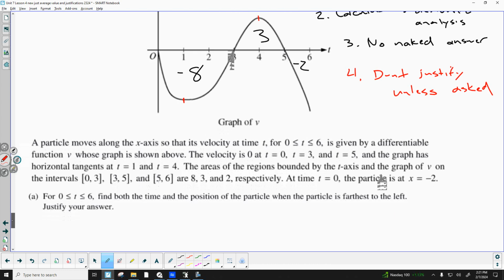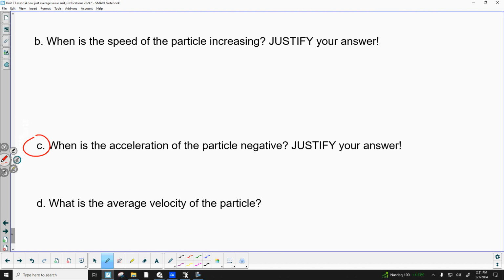Ready? The answer is 0 to 1 and 4 to 6. The intervals are worth 1 point. The following justification will be worth 1 point. Every free response question is worth a total of 9 points. A being negative, that's the second derivative sign analysis.